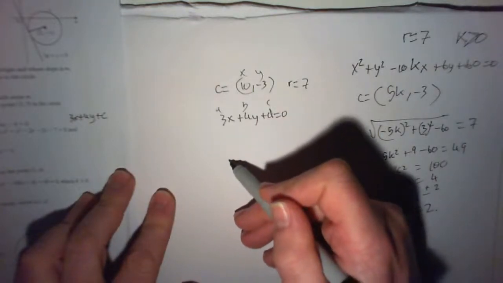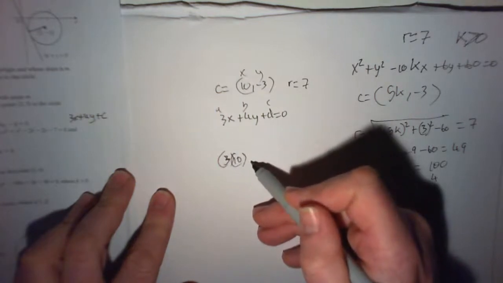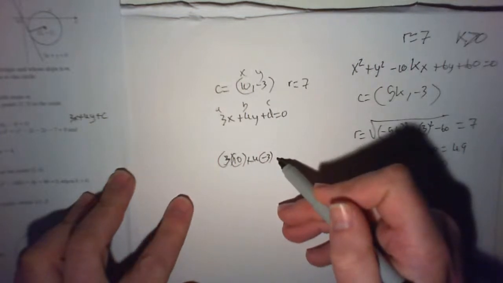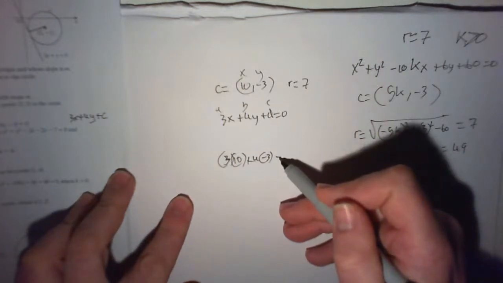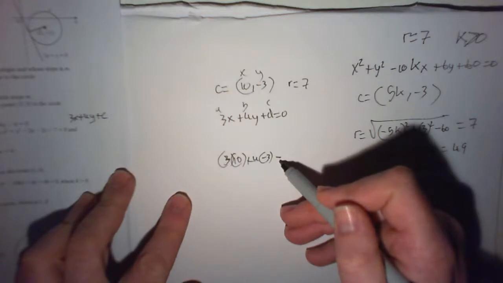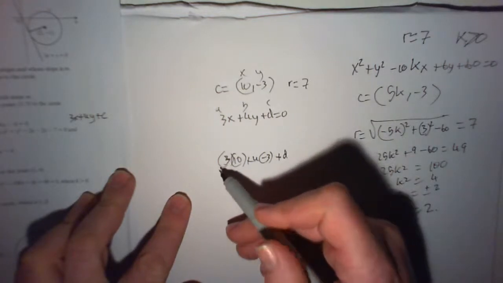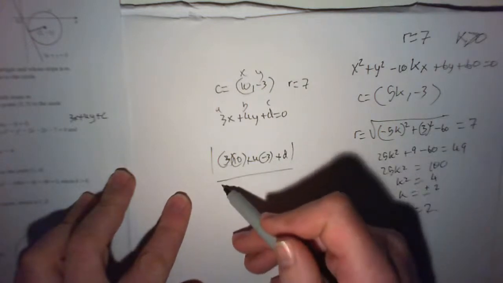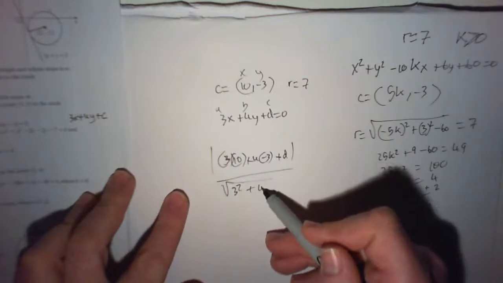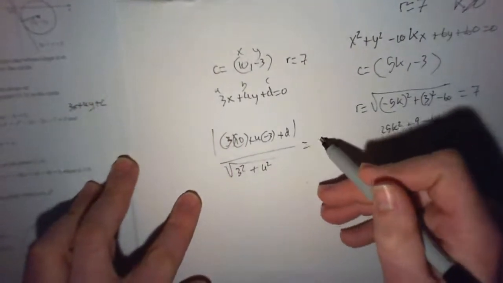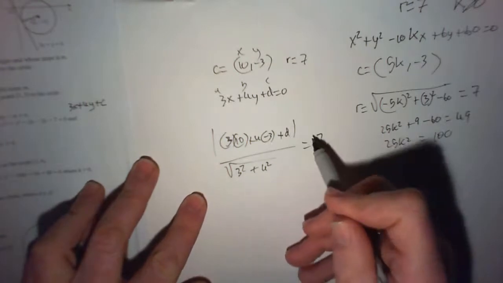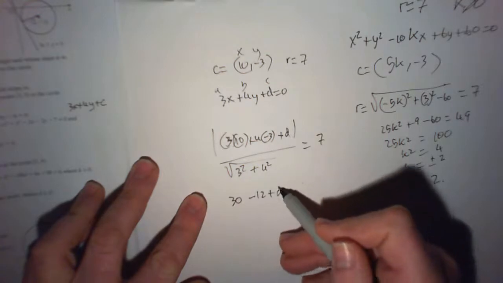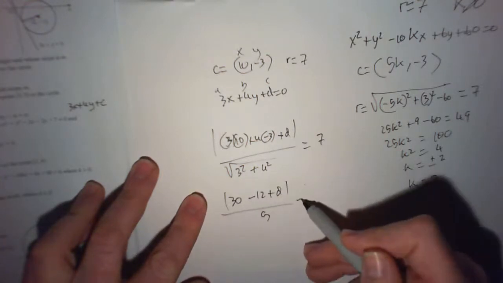We do our usual. Okay, 3 times 10, and we've got 4 times minus 3, and then we've got minus d. Or is it plus d? I can't remember. It's plus d. And we've got absolute value all over the square root of 3 squared plus 4 squared, which is going to be 5. You already know that. And that's going to be equal to 7. So this is a nice easy one. So we've got 30 minus 12 plus d over 5 is equal to 7.